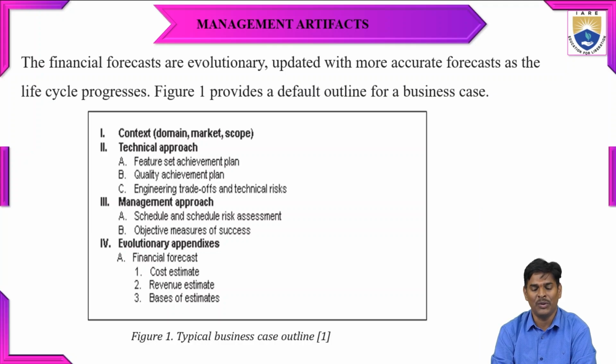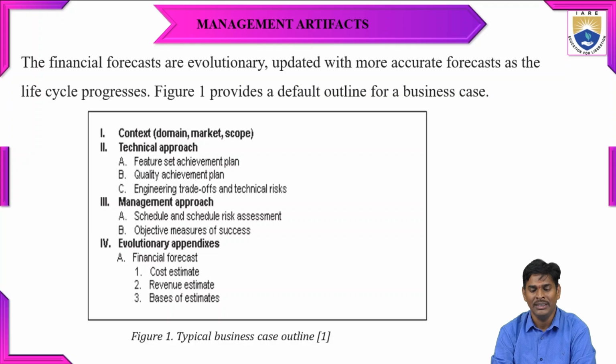Management means they're going to have a clear idea about the schedule and schedule risk assessment and objective measure of success for this project. The last one is evaluationary appendix. There they're going to check the financial forecast. How they're going to calculate this financial forecast means first they're going to estimate the cost, and next one is revenue estimate. The last one is the basis of estimate.